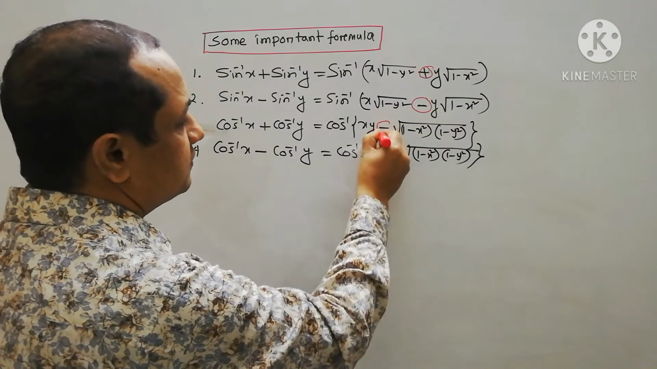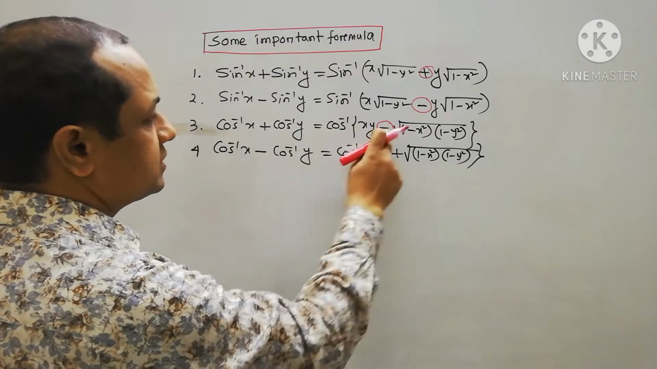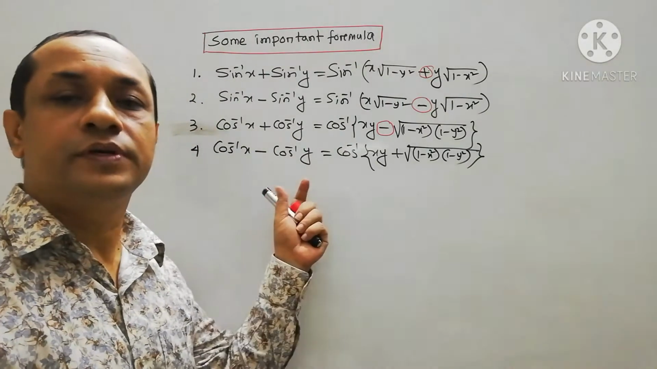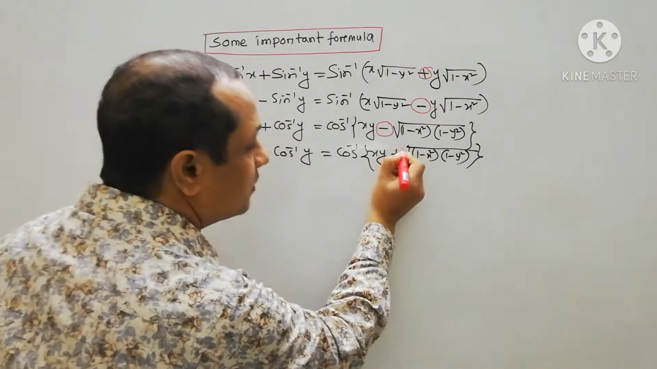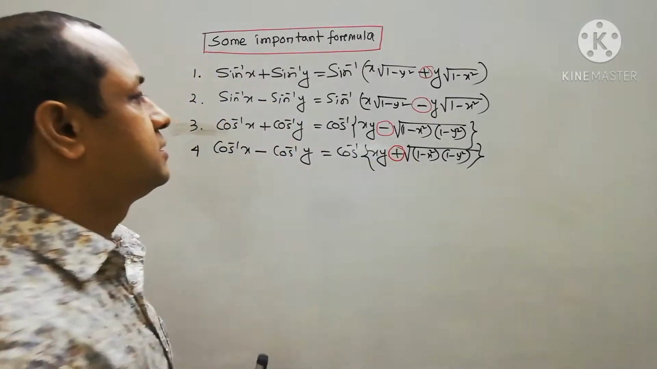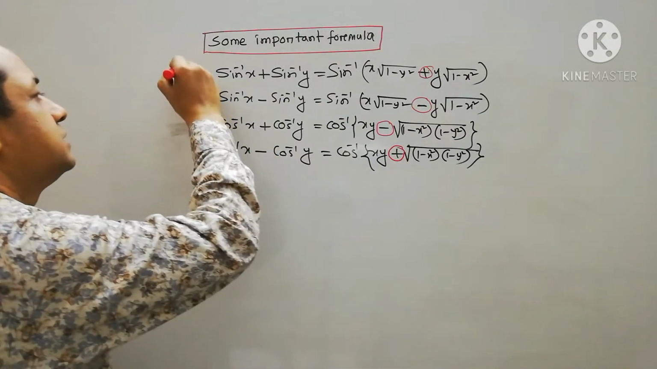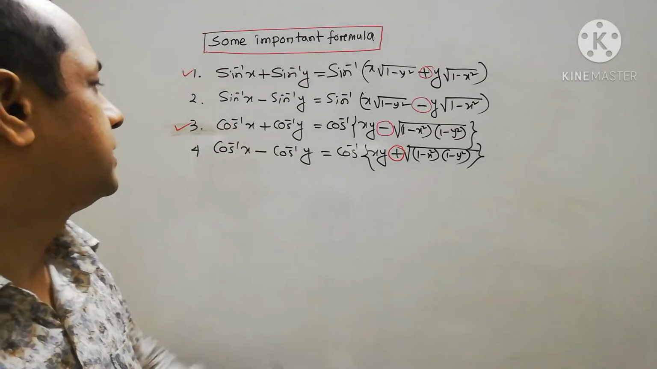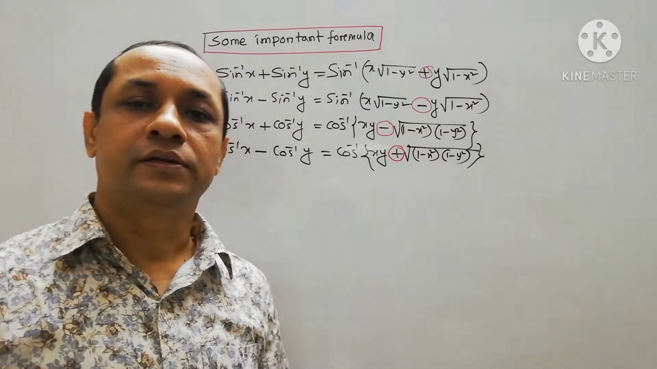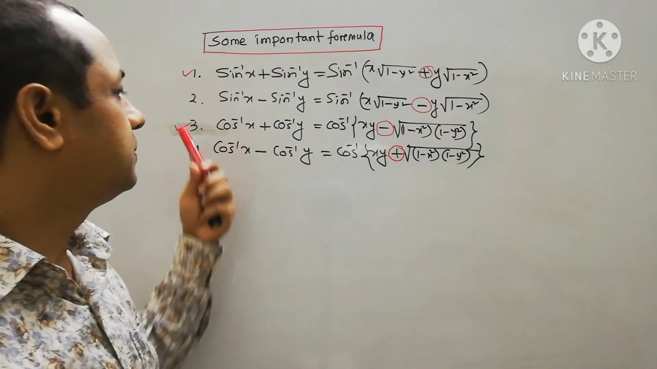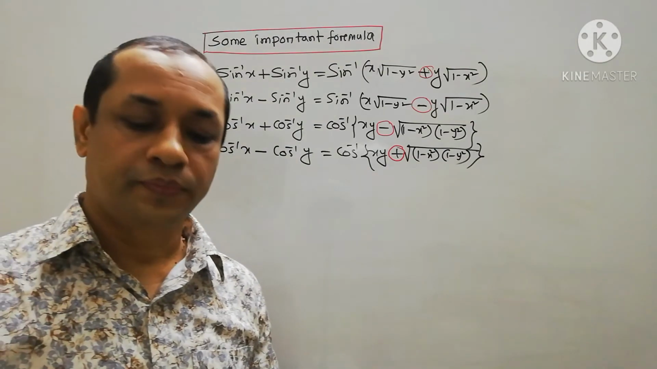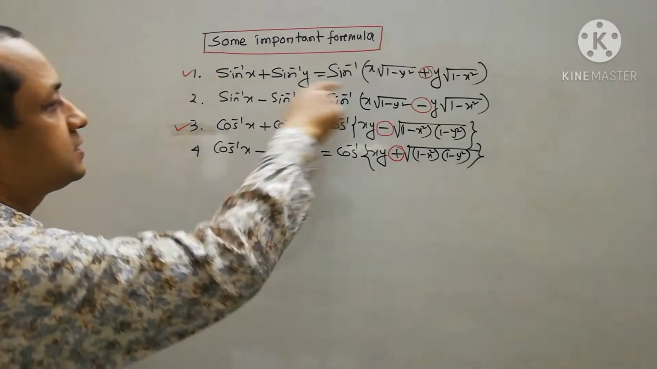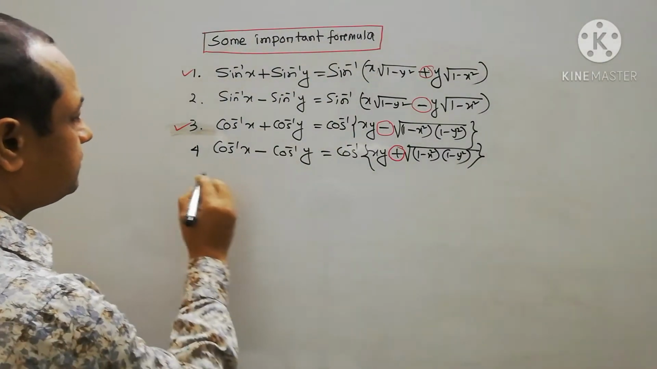Here cos inverse x plus cos inverse y equals xy minus, and cos inverse x minus cos inverse y is xy plus. So students, memorize number 1 and number 3. Then you will automatically memorize the sin inverse ones, number 2 and number 4. Now students, prove the first formula.